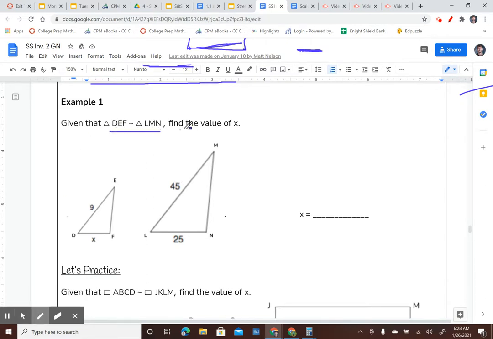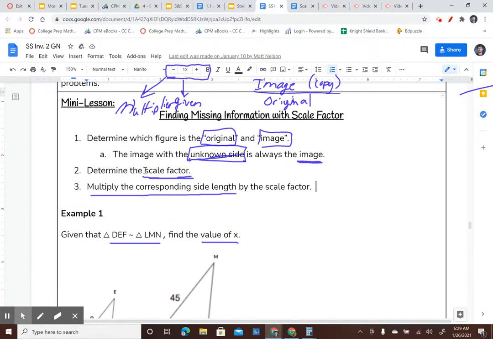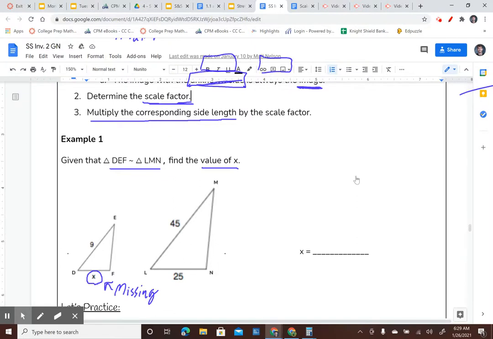If these two triangles are similar, let's go ahead and find the value of x. So remember, here's the missing side length. And if we refer back up to our notes, it says the side length with the unknown side is always the image. So when I'm labeling this image and original, this is going to be my image, and this is my original. So we're starting over here, and we're moving to the shape on the left.